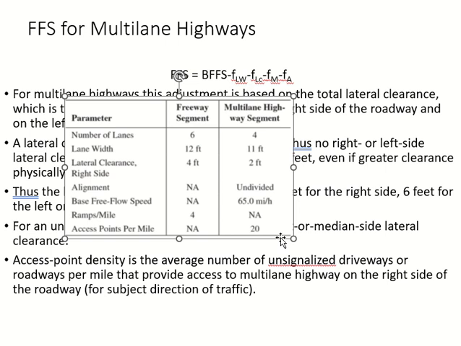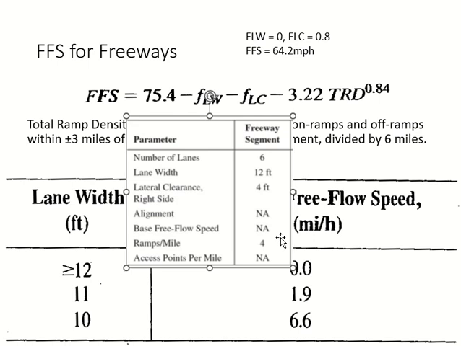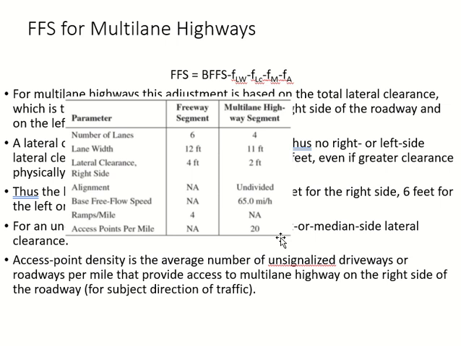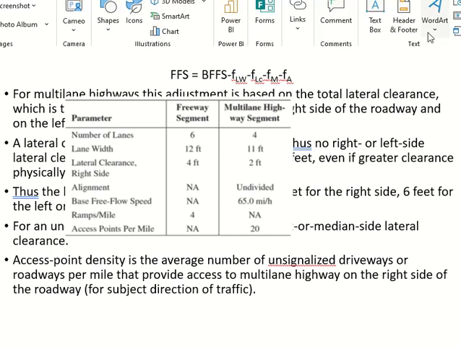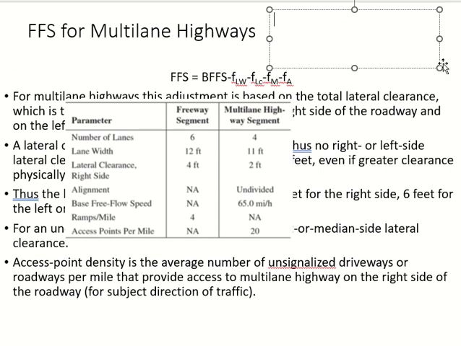FLW is for the lane width, right? How much is the lane width? Look for the multi-lane highway. 11. So the factor is how much? For 11 feet, the factor is 1.9. So FLW is 1.9.